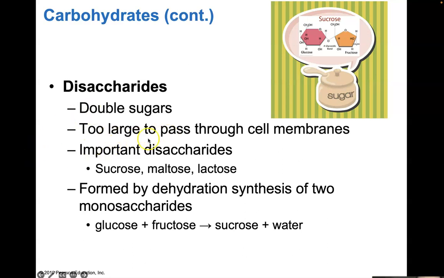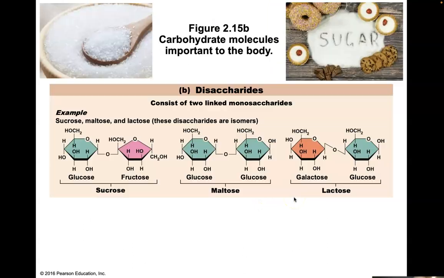So again, they're too large to pass through cell membranes once you're talking about things like disaccharides. Sucrose, maltose, lactose, you'll hear those. Those are some disaccharides that we'll talk about. And again, the big thing is that they're formed by dehydration synthesis. You should know that for all of these organic compounds formed by dehydration synthesis.